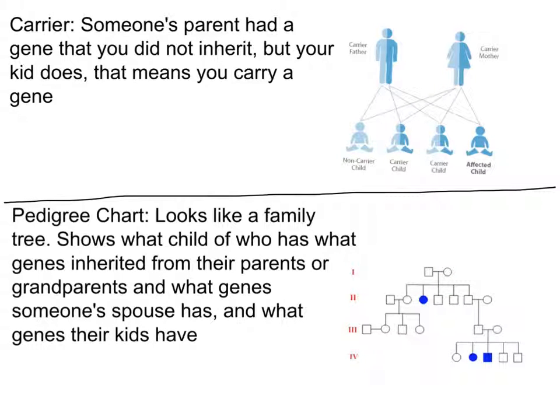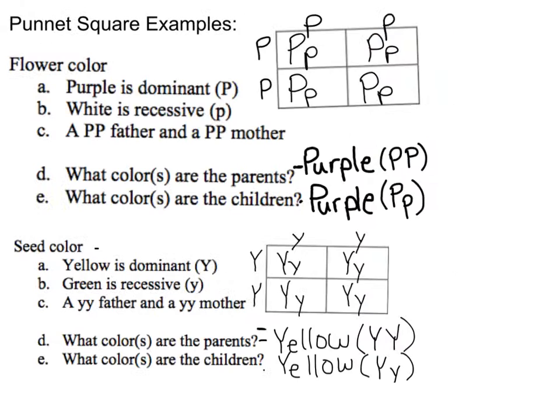Number 8 is a carrier. If someone's parent had a gene that you did not inherit, but your kid does, that means you carry a gene down to your kid. And 9. A pedigree chart. Looks like a family tree, but it shows what kind of gene that the kid will inherit from the parents or grandparents, and what genes someone's spouse has, and what genes their kids will have.